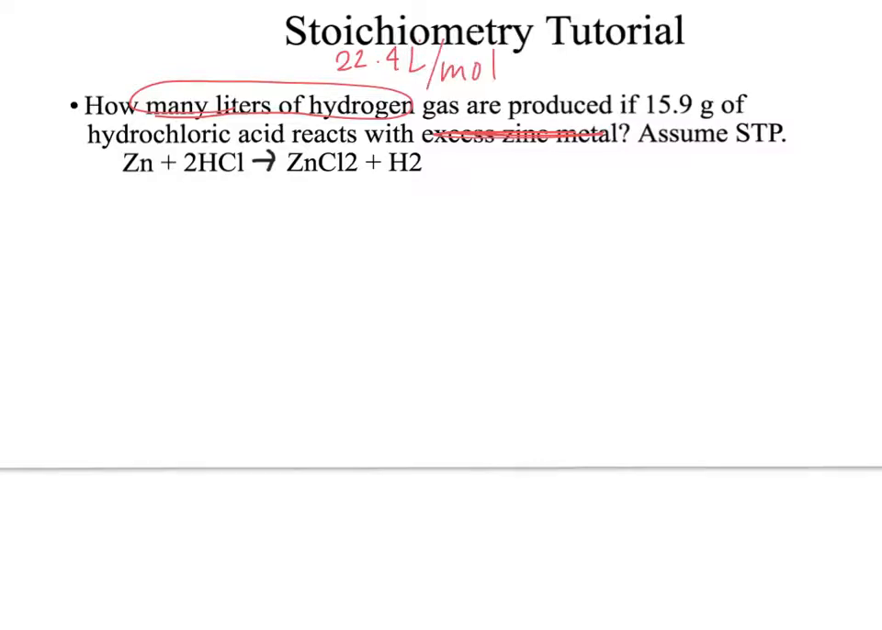So we're going to have to use that conversion factor somewhere. And then our given is 15.9 grams of hydrochloric acid. So let's go jot it down underneath the already balanced equation. So we're going to have 15.9 grams, and we are looking for liters of hydrogen. So let's get started.